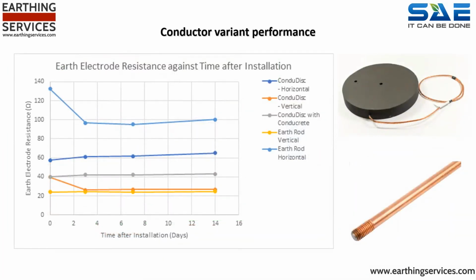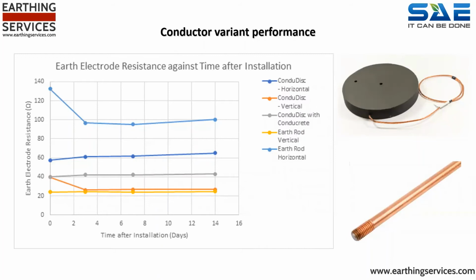This graph shows the performance of the 5 conductor variants when tested over a period of time. All of the variants are either the same specification of Conjudisc, albeit one encased in concrete, or the same specification of earth rod. So which is the best performing conductor?